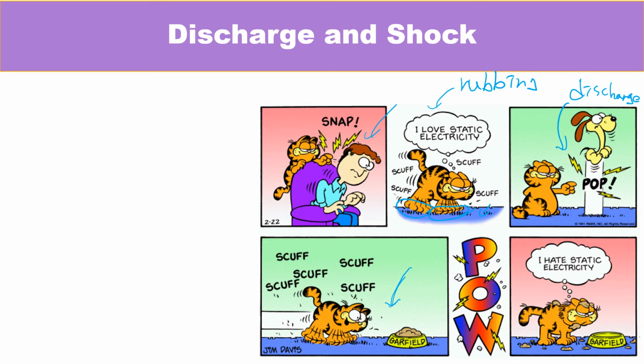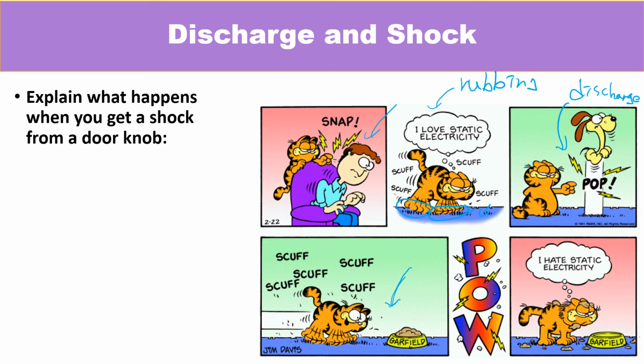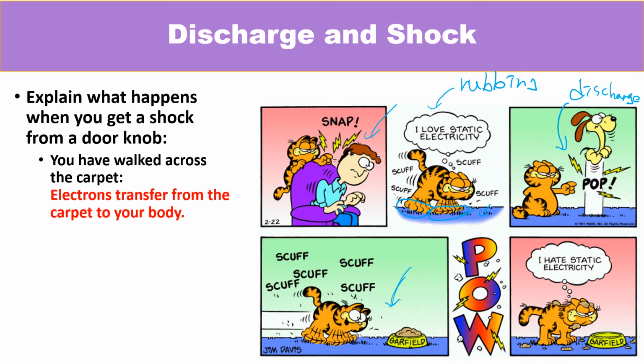But because of that electric buildup, instead of a small discharge, it actually gives you a big shock. So that's why pop things happen. Of course, it's exaggerated. But in any case, when it comes to a shock from a doorknob, or in this case, same thing, an animal to another animal, electrons basically transfer from the carpet to your body. That's a big part.